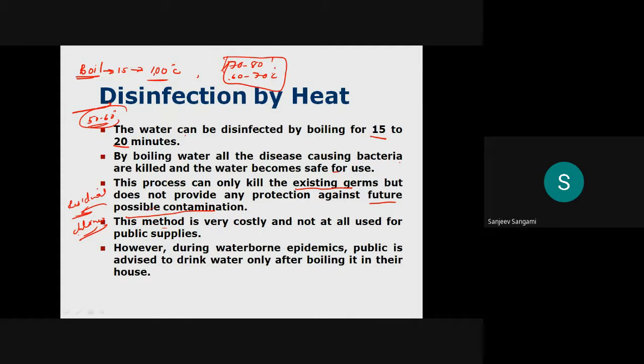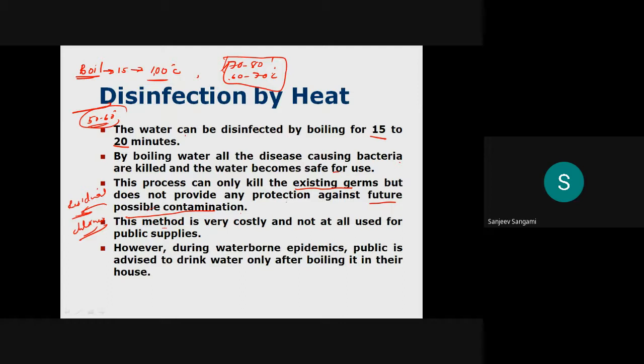For example, after the water treatment process, the water will go to the distribution network. Suppose in the distribution network, if any contamination has happened unknowingly, that can be prevented by using this residual chlorine. But that is not possible in this case. Once you heat, once you disinfect it, that is over. It is safe for use at that point of time.